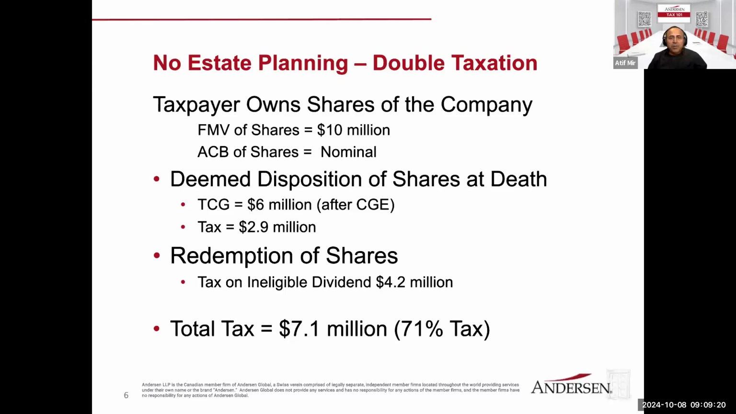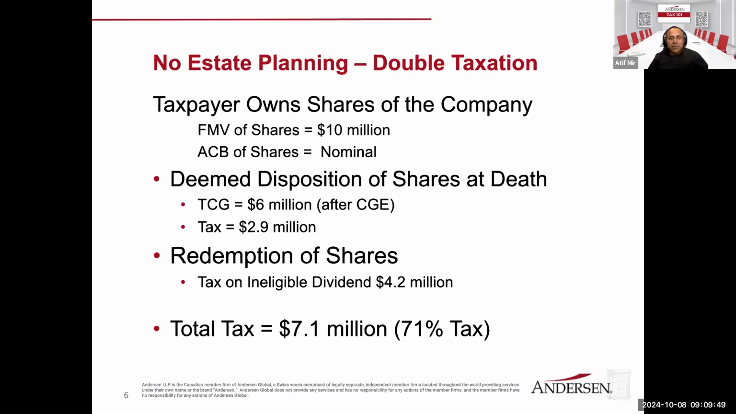A taxpayer owns shares of a company and the fair market value of the shares is $10 million. Now, ACB, let's say, is nominal. He started out a business. He did not contribute much into the business, and the business has grown pretty significantly. So at the time of death, the tax rules work in a way that they will say that the shares have been deemed disposed of.